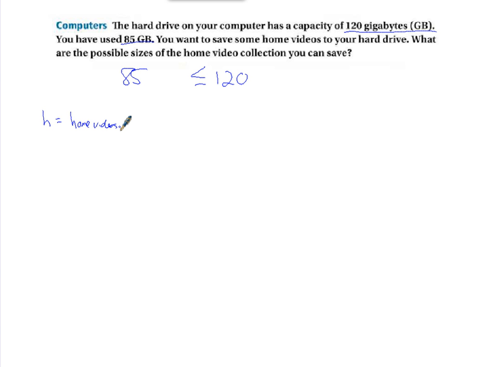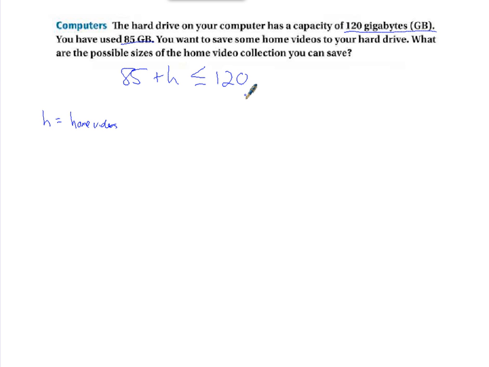So I have 85 used already, and then I'm going to save a bunch of home videos to it, which means I'm going to add memory or add files that take up more space. So plus H. So whatever I had used before, plus that new home video or home videos that I put on there, has to wind up being less than 120 gigabytes.